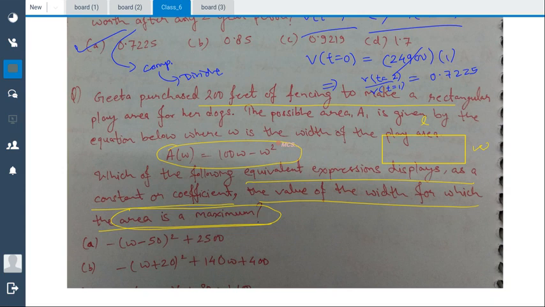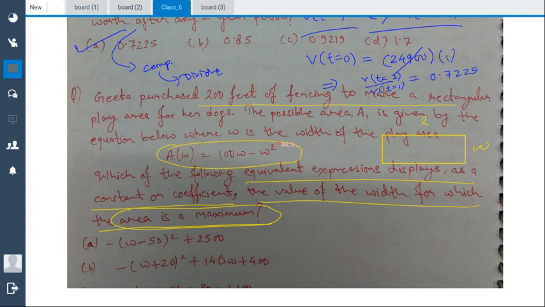For the maximum, would it be 2,500? I asked you at what value of W? At what value of W, my dear friend? Just now I told you at what value of x you are going to get maximum or minimum value of y. So why don't you use that?